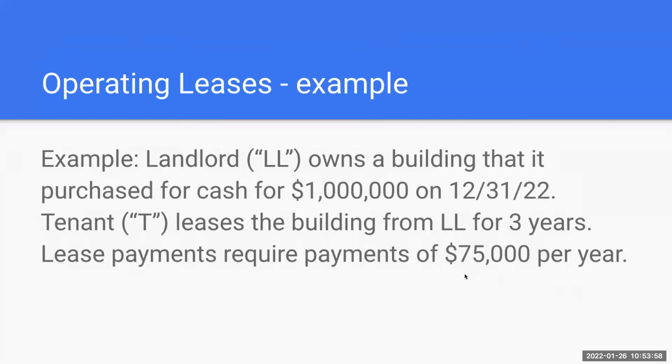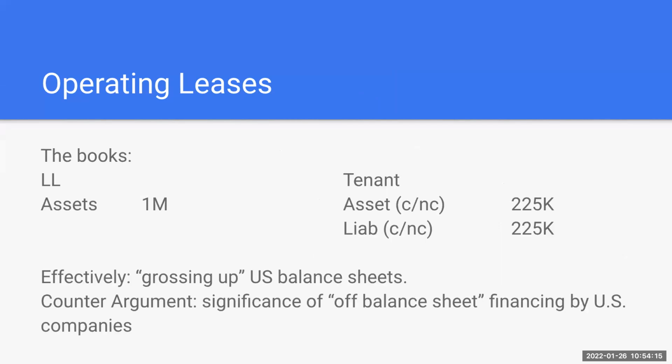My example is that a landlord owns a building that it purchased for cash for $1 million on December 31st, 2022, which is in the future. A tenant leases the building for 3 years. The lease requires payments of $75,000 per year. On the tenant's books, as of December 31st, 2022, they're going to have to say, I have a leased asset, or right-of-use asset, for $225,000. This is current and non-current, and I'll have a related liability, current and non-current, for the same dollar amount.